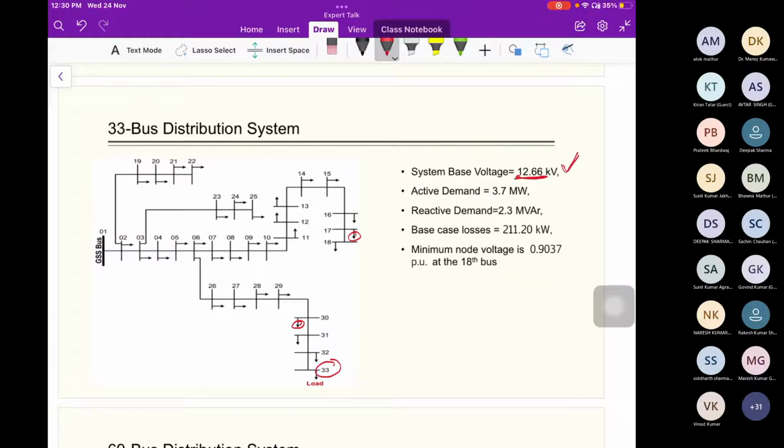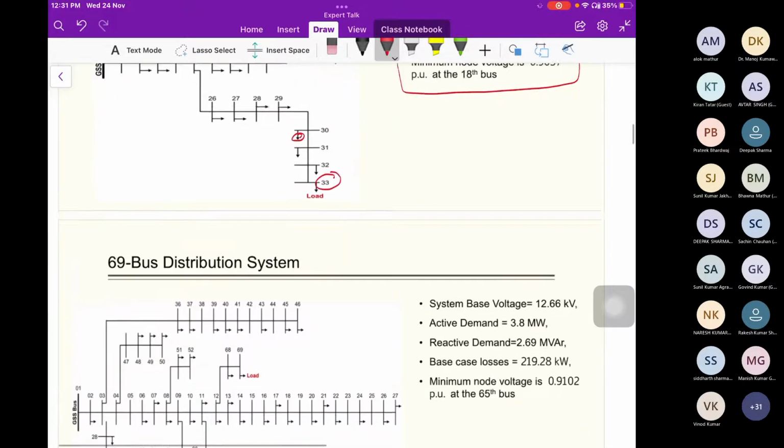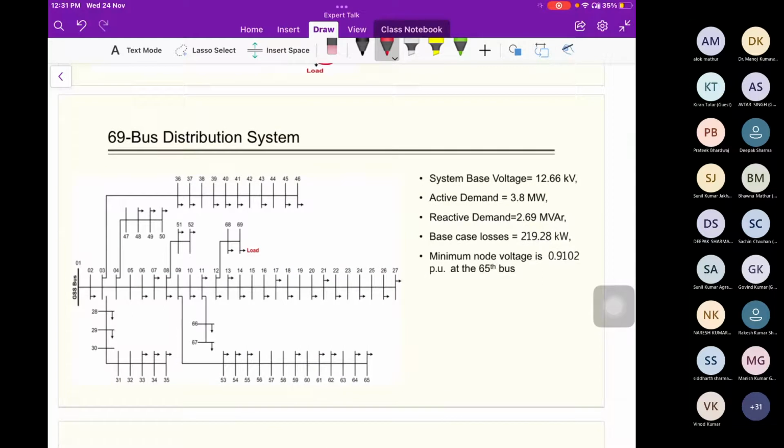So here it is 12.66 kV, and the active demand and the reactive demand of the system, and this value can be calculated with the help of the load flow analysis. Regarding the load flow analysis algorithm, I will explain it in detail in the upcoming slides. And this one is the 69 bus system.